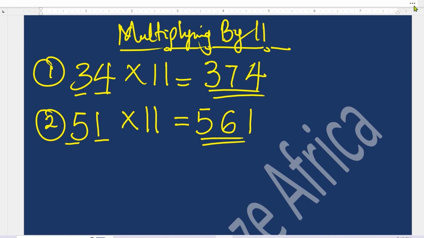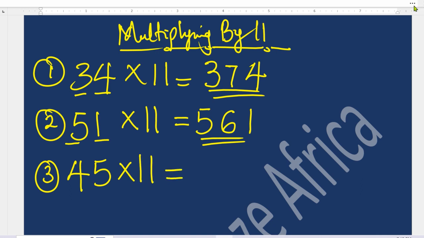Now look at the next one. 45 times 11. Write down 4, write down 5 with a space in between. Then add 4 and 5 together. 4 plus 5 is 9. Write 9 in the middle. So the answer is 495.